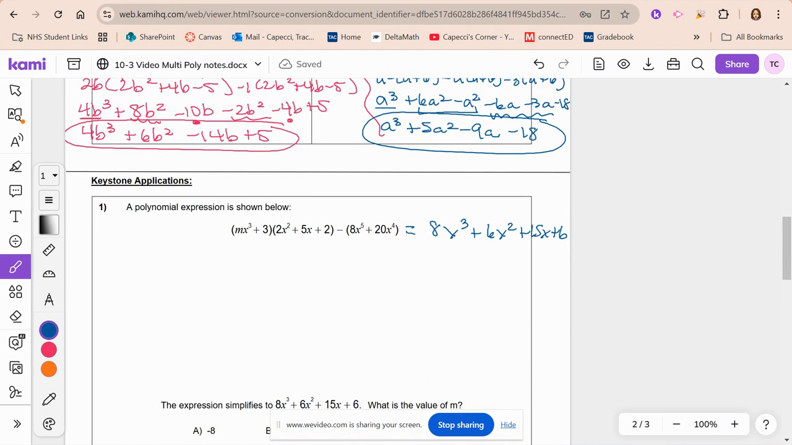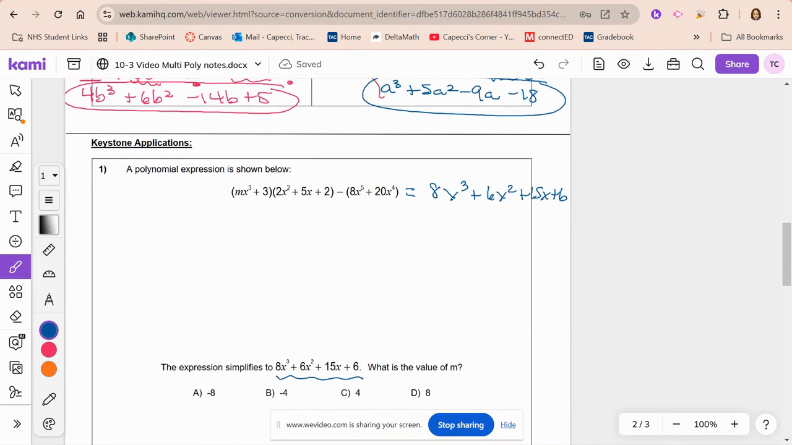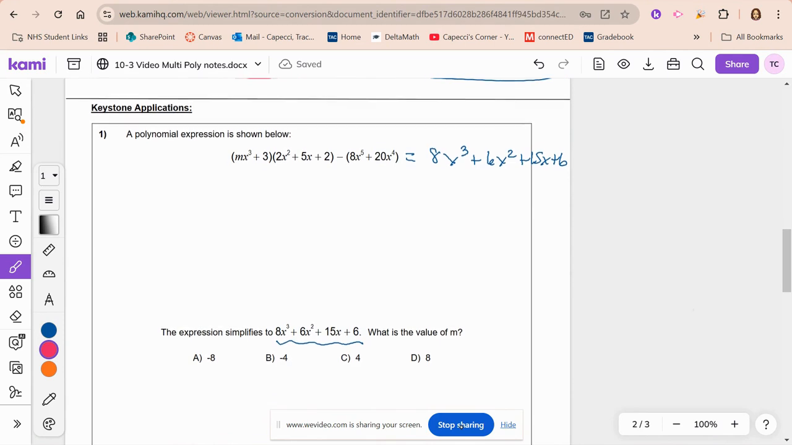All right, let's take a look at some Keystone application problems. So the Keystone is the Pennsylvania Keystone test, the state's test that students in Algebra 1 have to take. So let's take a look at this first question.